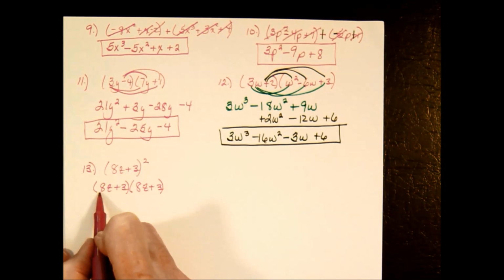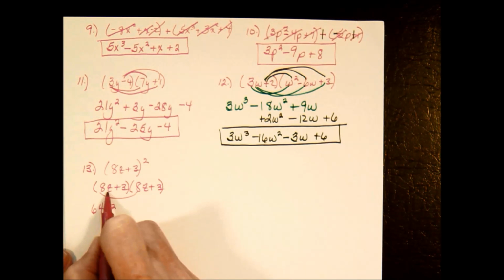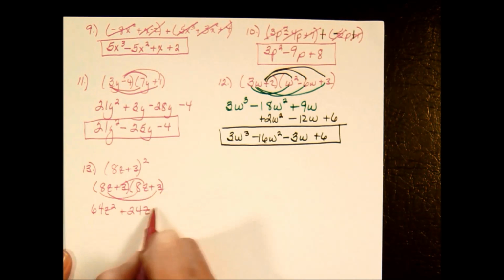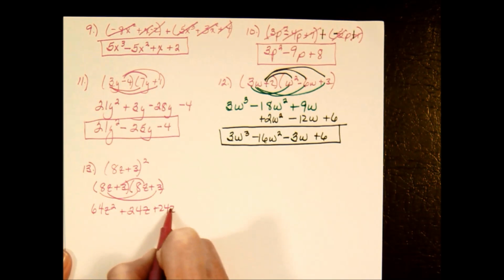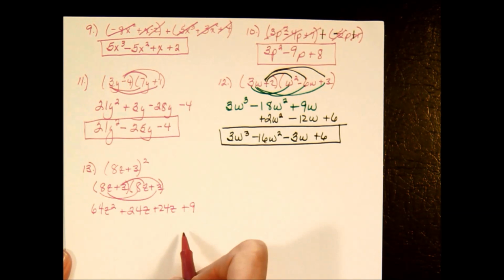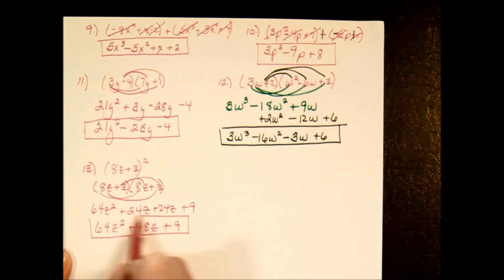So first, 64z squared, outside plus 24z, inside plus another 24z, and then last plus 9. So combining like terms, we have 64z squared plus 48z plus 9. Not hard if you remember to write it twice.